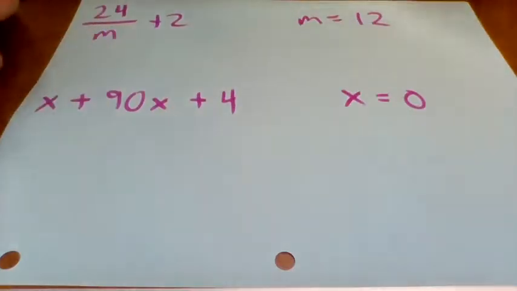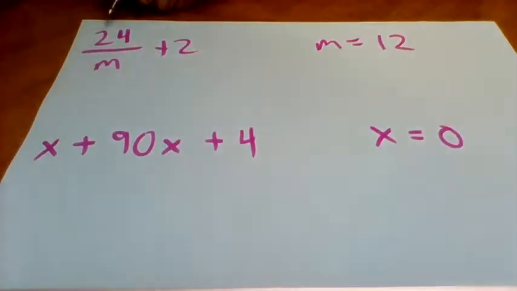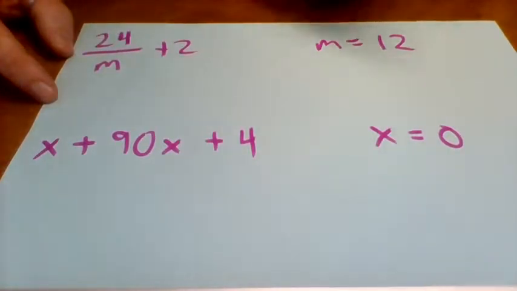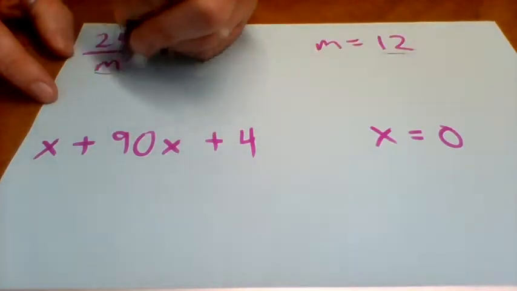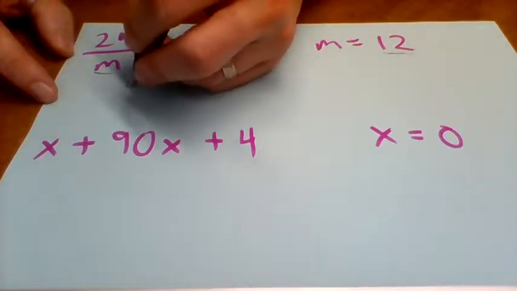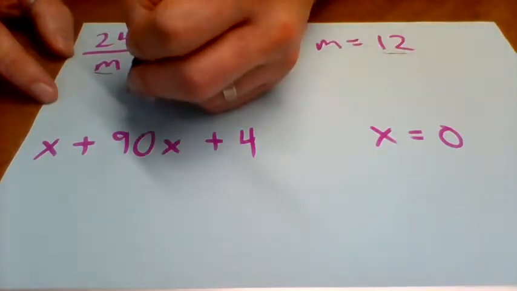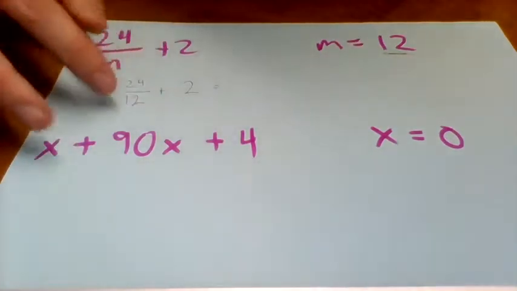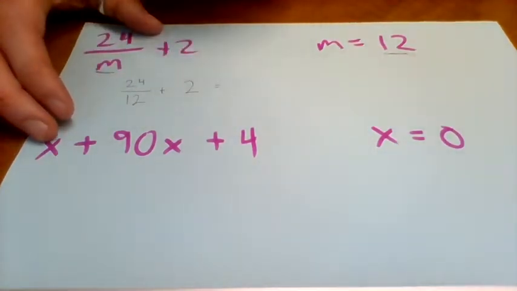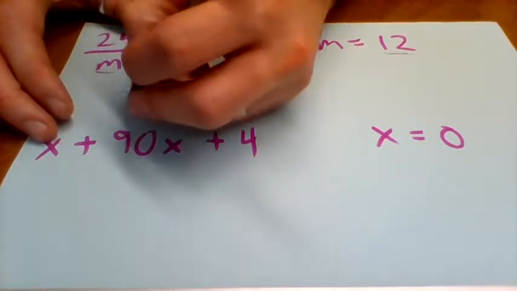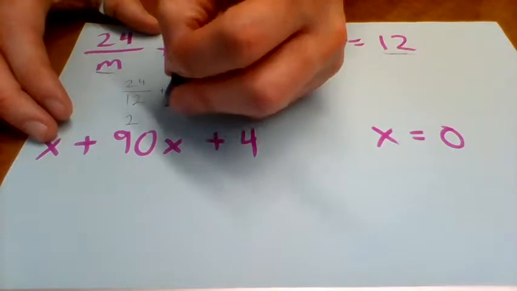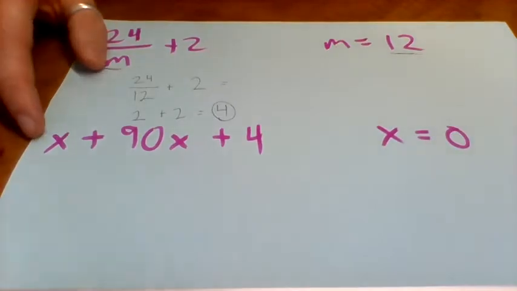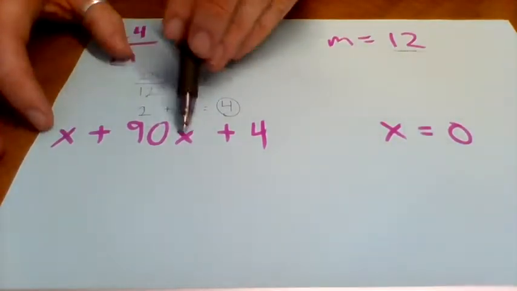Let's get a little bit trickier. I have 24 divided by m plus 2. And I know that m is equal to 12. So I'm going to underline my 12 and switch it out for my variable here. So I'm going to rewrite 24 over, and instead of m, I'm going to put my number 12 plus 2. Same thing here. I do my division, order of operations, before I do my addition. So I do 24 divided by 12, and that's going to give me 2 plus 2. Done.